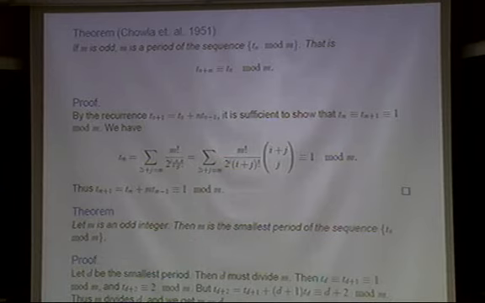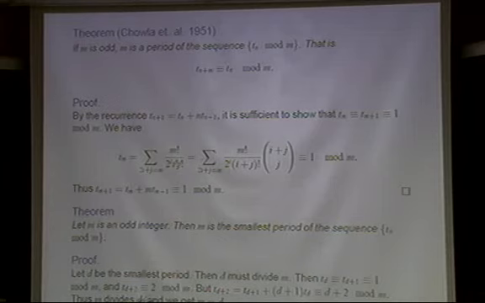They didn't mention the next theorem, which is also very easy. The next theorem is that m is a period of this sequence, but actually it is the smallest period of the sequence. It is also very easy. Let d be the smallest period, then d must divide m.